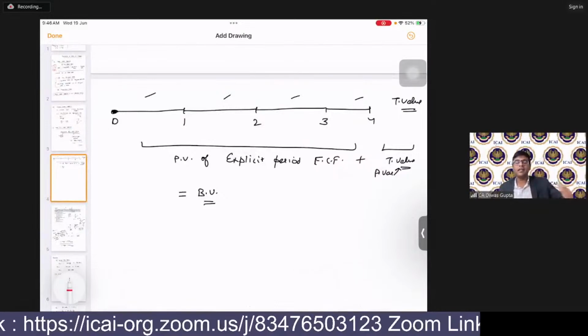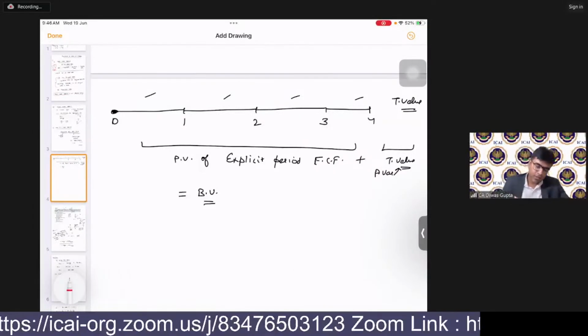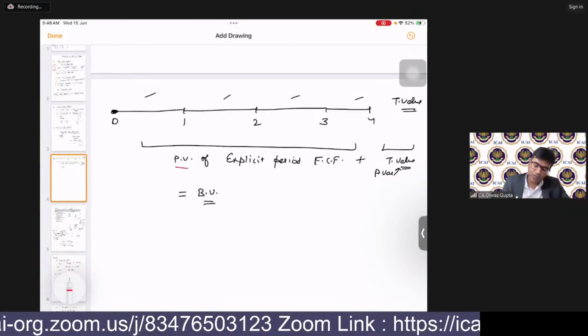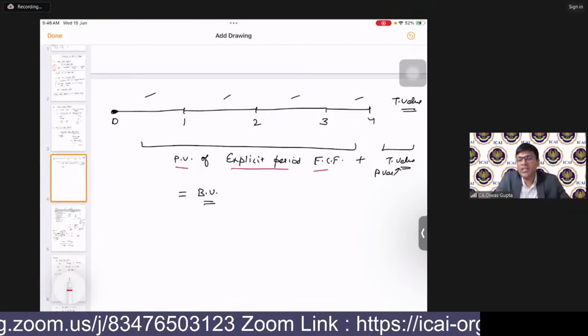Now, if you see, let's take an example of 4 years. 0 to 1, 1 to 2, 2 to 3, 3 to 4. So there is a present value of the explicit period, which we call free cash flow.